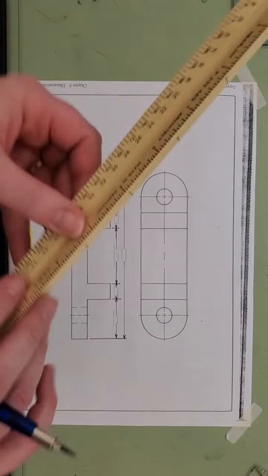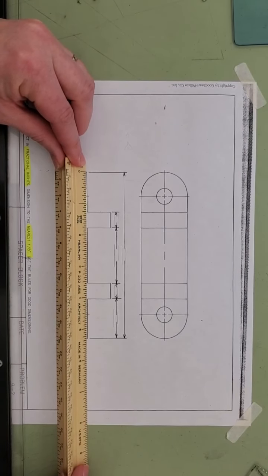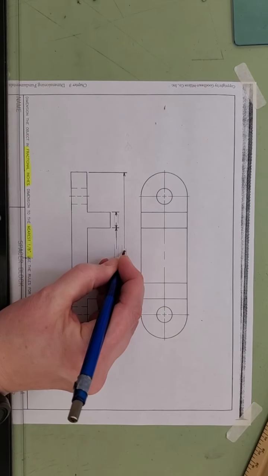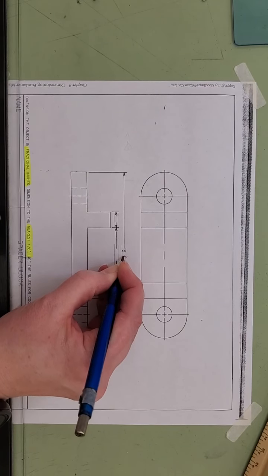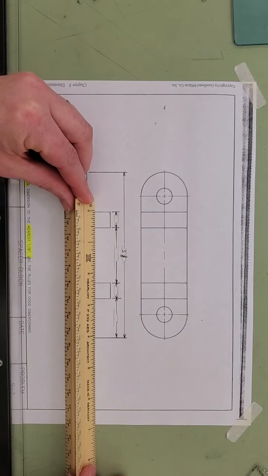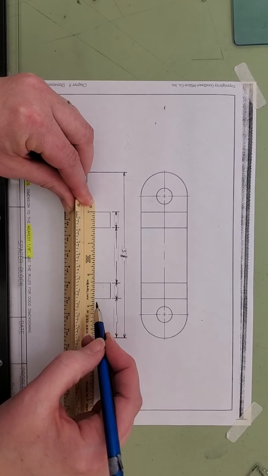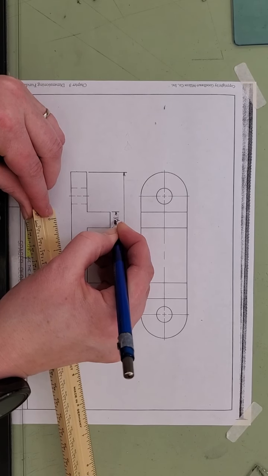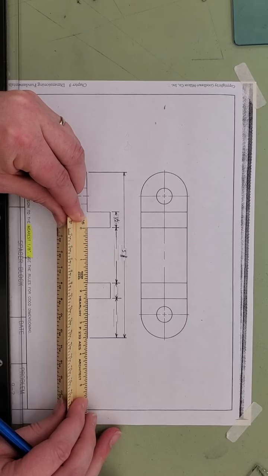So, taking my measurements, my total width is 5 3/8. Okay. This is 1/2. I can write my dimensions with that kind of a fraction as well. Okay. That's 1 3/4.